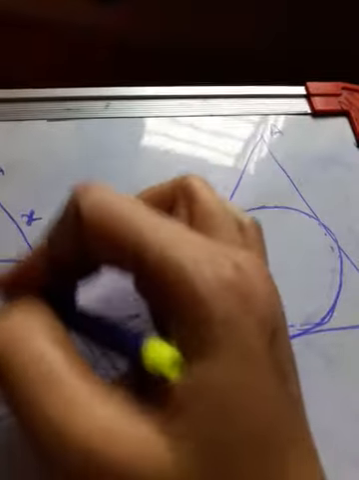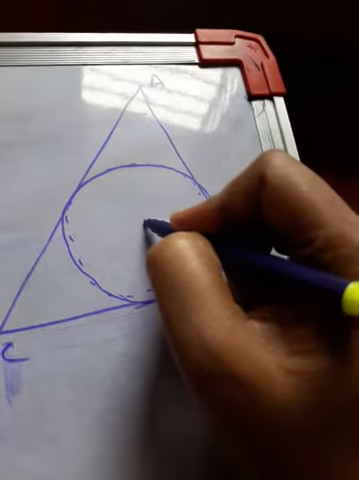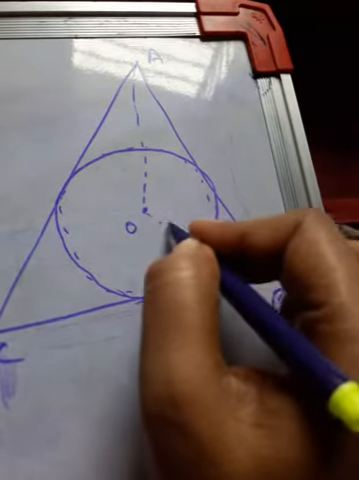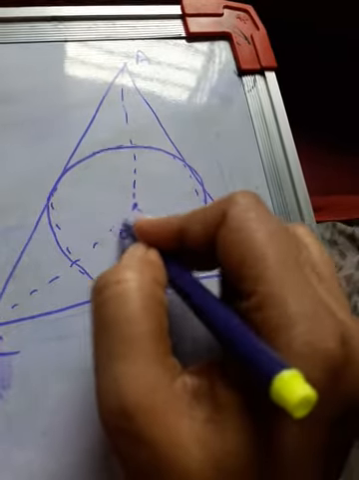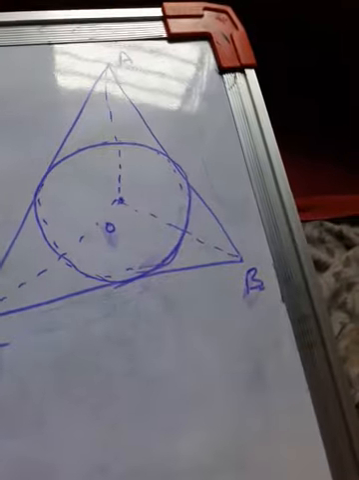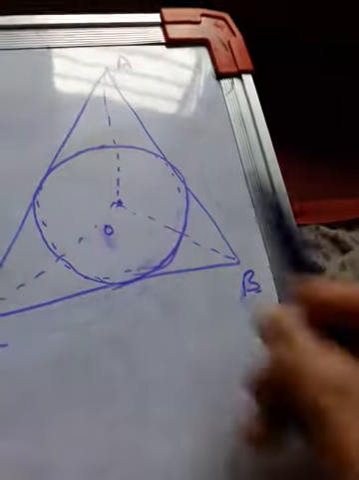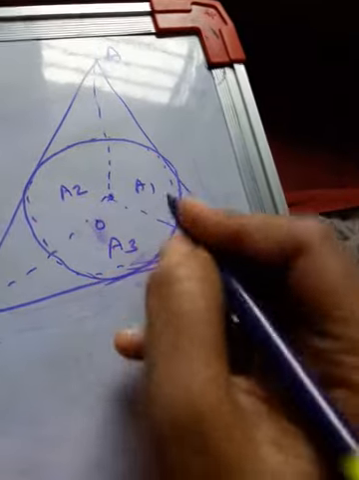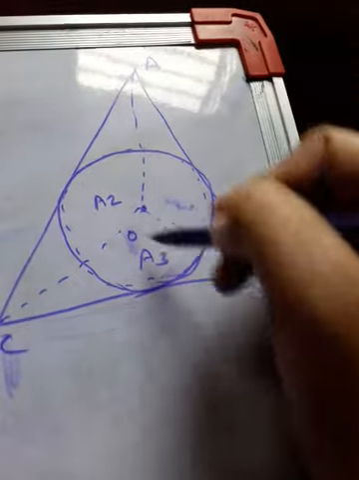Suppose we join OA, OB and OC, so we get three triangles: AOC, COB and AOB. If we add them, we get the triangle ABC. Suppose we consider these as triangles A1, A2 and A3. So the area of A1 triangle, A1 means triangle AOB.